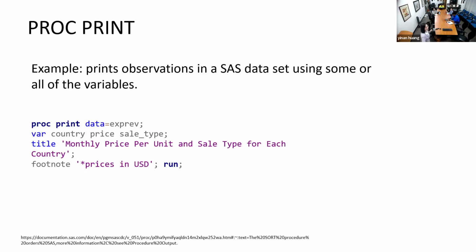Exactly what you have visually when you click to view the data sets. When you do the proc print, same as proc contents, you start with the procedure's name. It's called proc print, and then you call the data. Data equals, you specify the data name here. Data equals extract is the data set name.